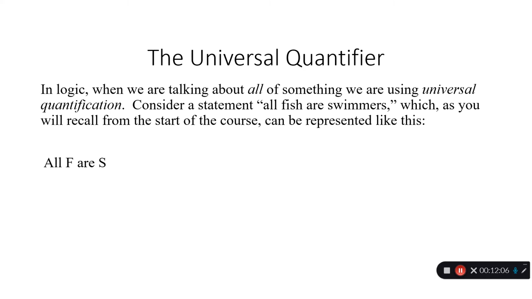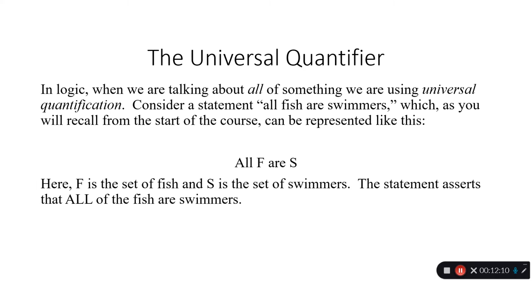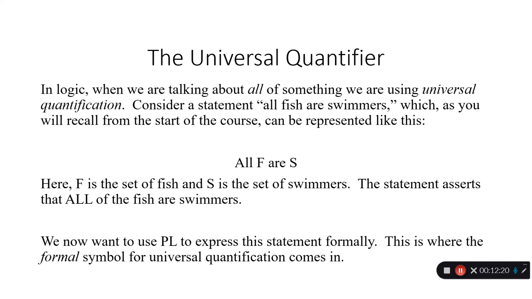All fish are swimmers can be represented like this. All F are S, where F is the set of fish and S is the set of swimmers. The statement asserts that all of the fish are swimmers, and that's the universal quantification. Now, we want to represent this in PL. So we need a formal symbol that represents the universal quantification, but we have to build up to that. So first of all, let's take all F are S.